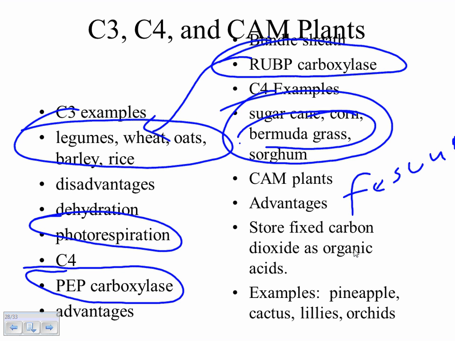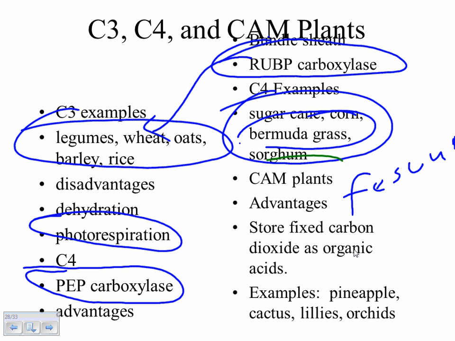But the thing is, what you need to know is these C4 plants have an advantage. They fix carbon in one place. They do the Calvin cycle in another. Their carbon fixation and Calvin cycle are said to be spatially separated. That lets them be able to live where? Hot and dry.